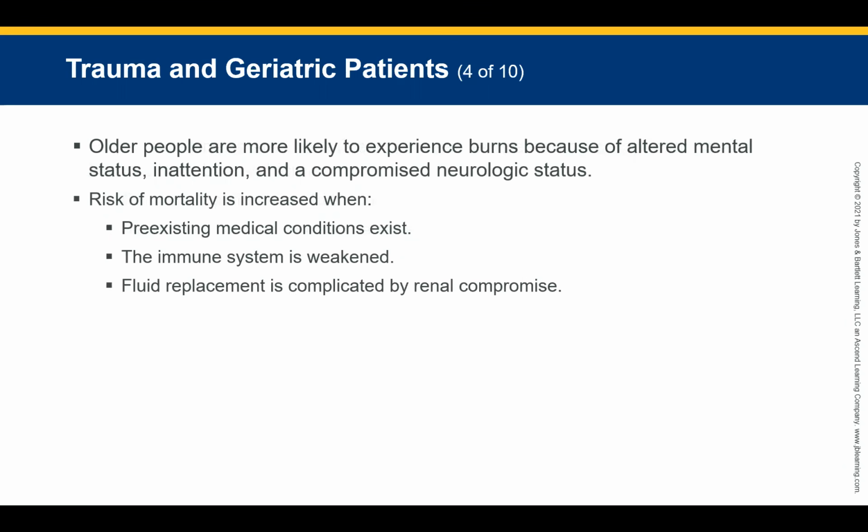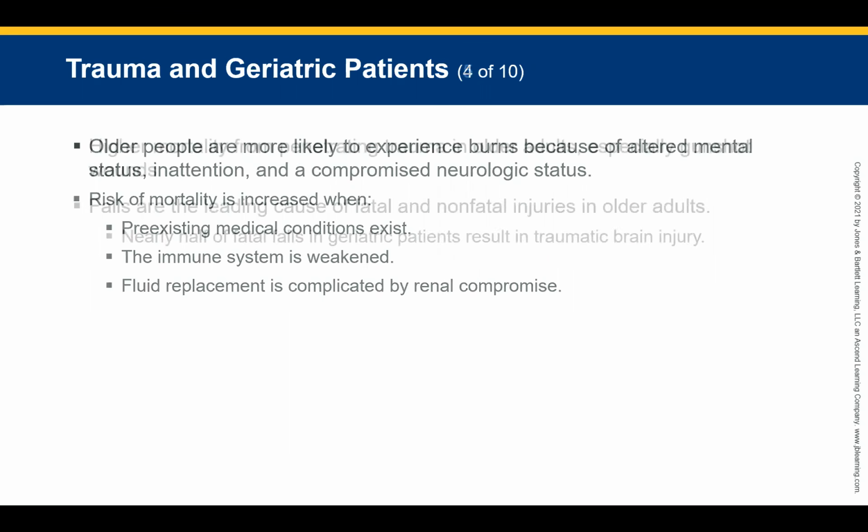Older people are more likely to experience burns because of altered mental status, inattention, and compromised neurologic status. Risk of mortality from burns is increased when they have a pre-existing medical condition. Their immune system is weak, which we already know because we've talked about how, with aging, the neurons are 50% less. All of these things, so we know automatically they're at a decreased survivability, I guess that's what we want to call it.